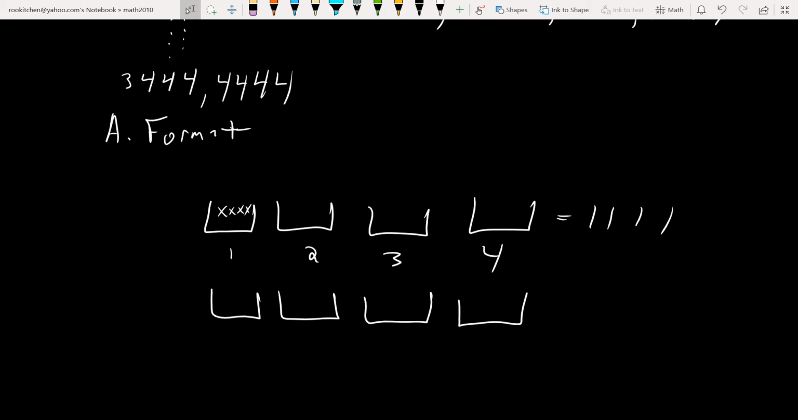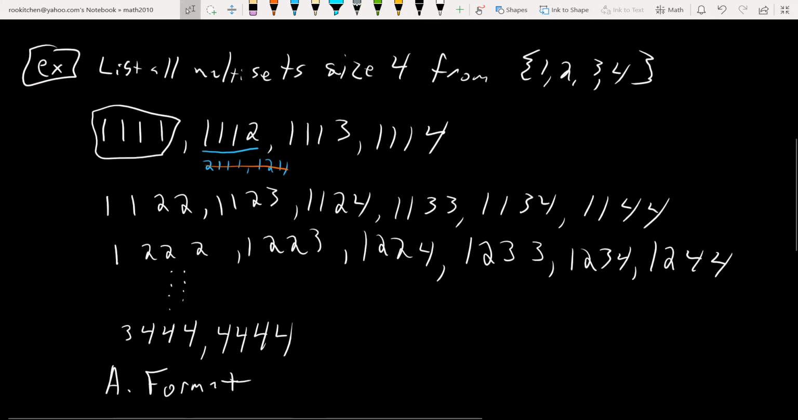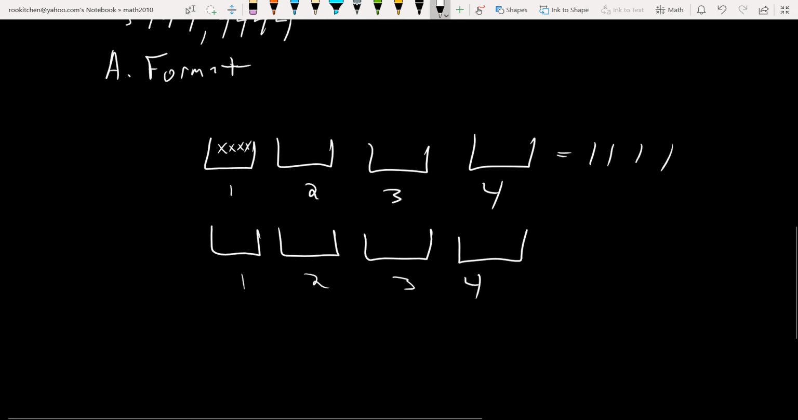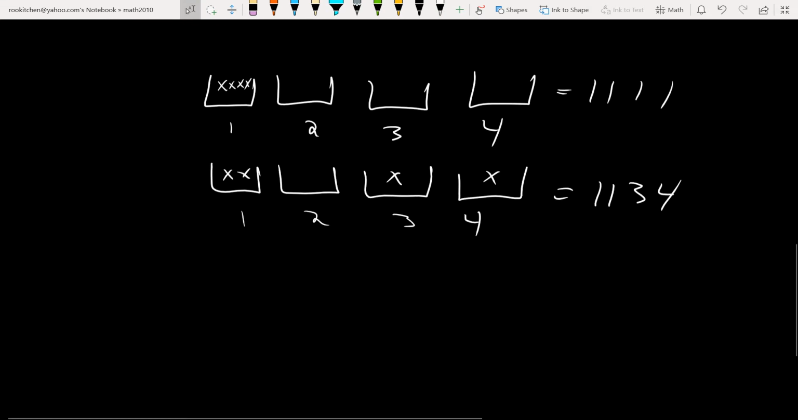Another example, let's just take 1134. How would I write that in this new way? That would be two x's in the first bucket, and then one in the 3 bucket and one in the 4 bucket. Let's make this even more abstract, so I don't need to draw out the buckets. All I need are lines between the buckets.